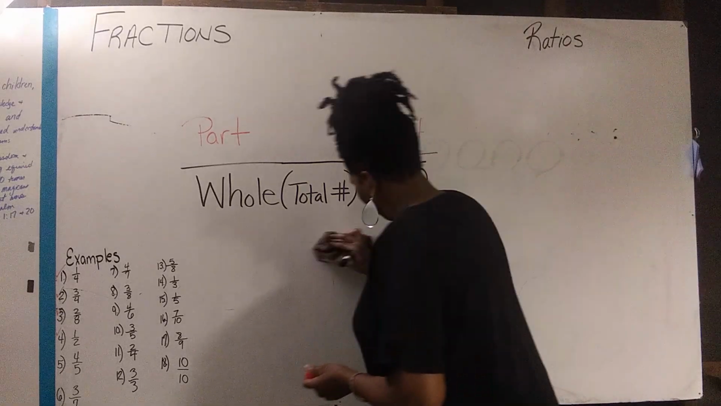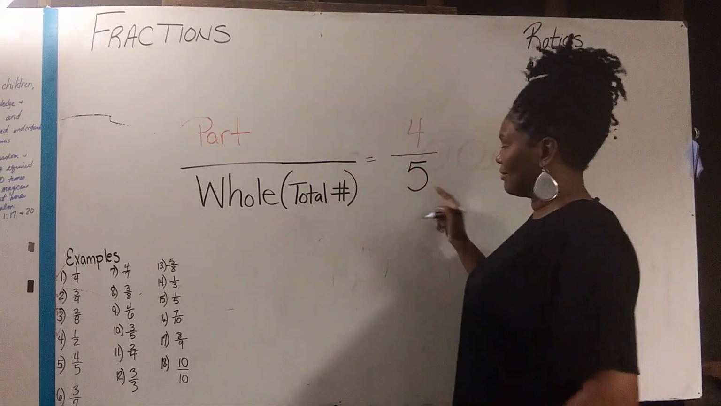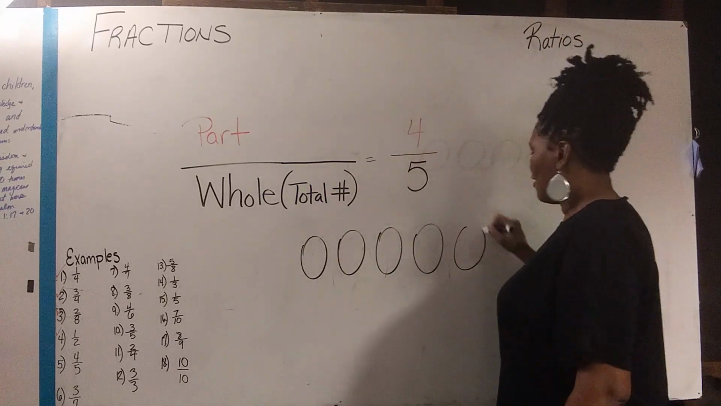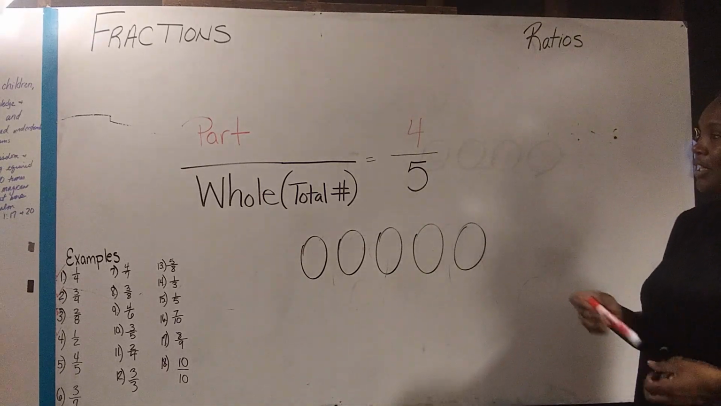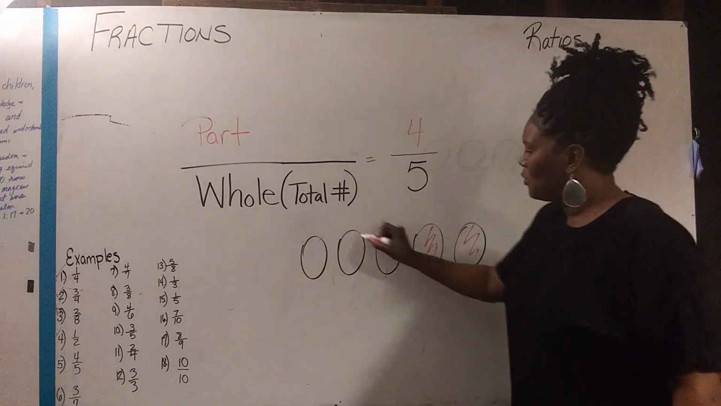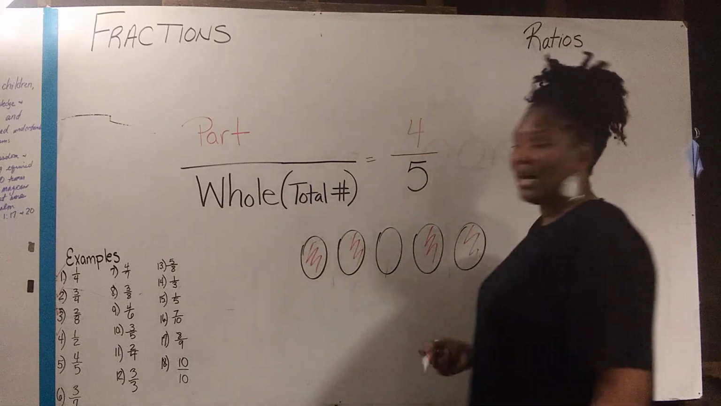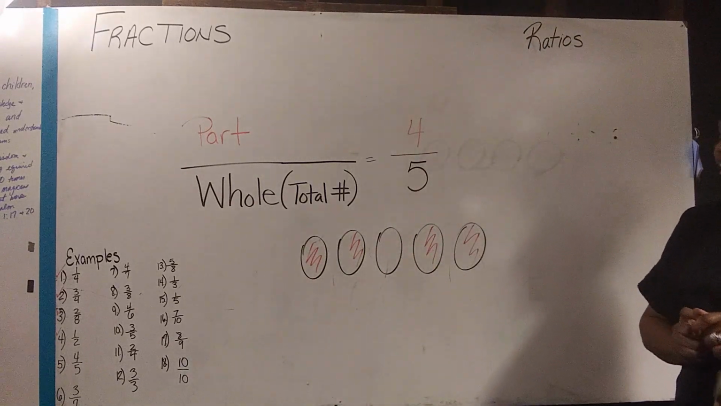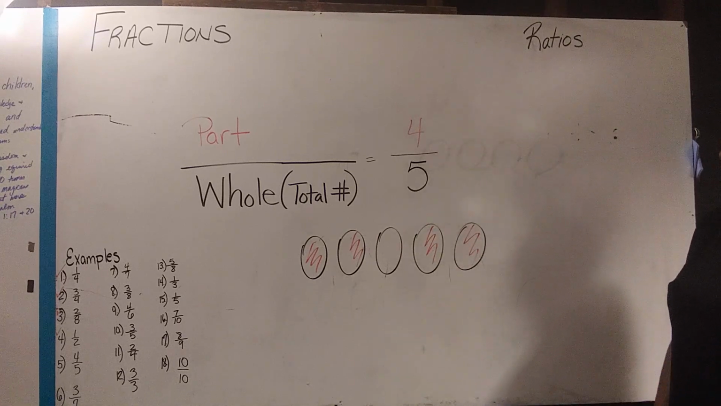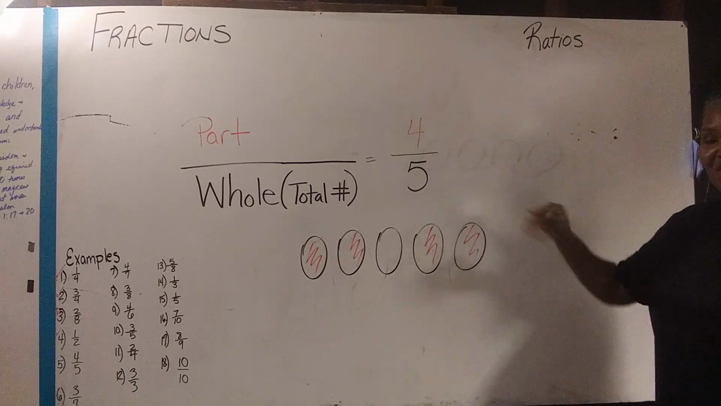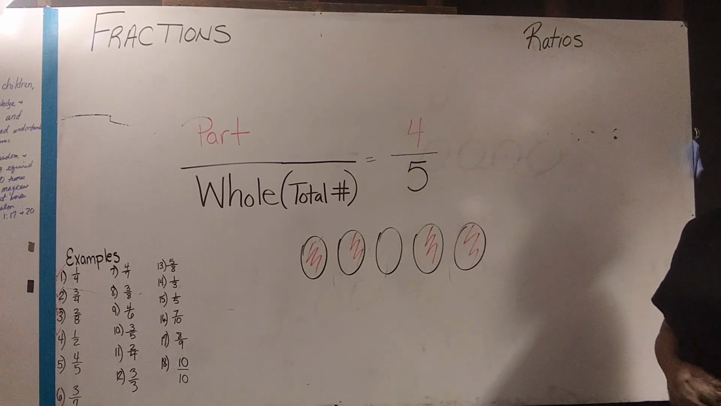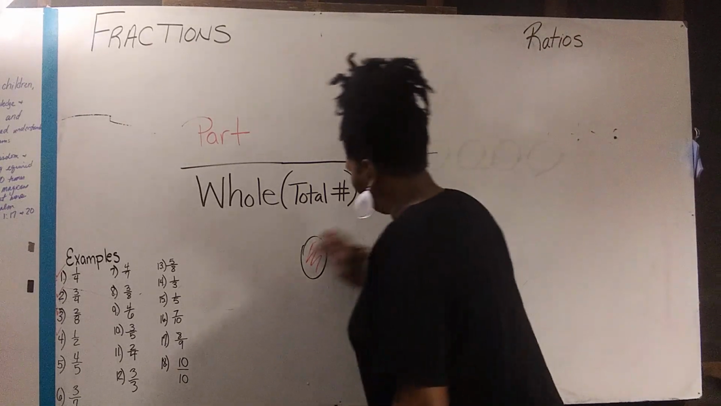So let's draw how many circles? 5. 1, 2, 3, 4, 5. And how many am I going to color? The number at the top. 4. 1, 2, 3, 4. I just wanted to skip that one. I just wanted to be different. Okay. Now we have 4/5, which means that 4 of my 5 circles are scribbled or polka dotted, striped, colored in. Okay? Good job. You're doing really good.